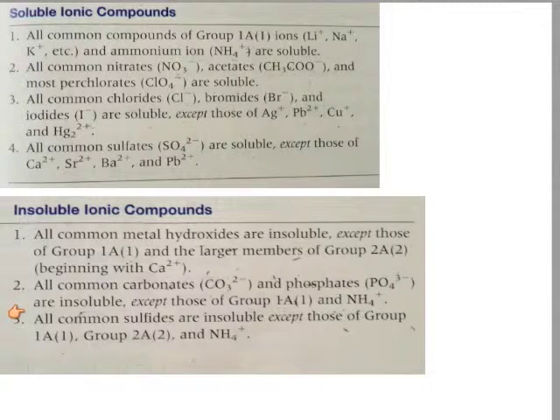Compounds that are generally insoluble: all common metal hydroxides are insoluble, except for group 1 and the larger members of group 2. All common carbonates and phosphates are generally insoluble, except for group 1 and ammonium. All common sulfides are insoluble, except for those of group 1 and group 2 and ammonium.